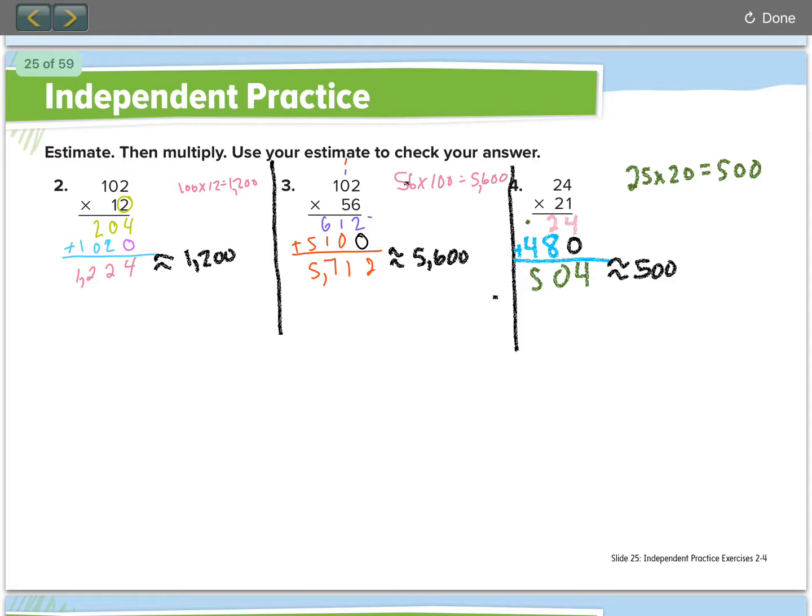Before I multiply 24 times 2, 2 is the digit in my tens column, I have to put a 0 in the ones column, because that is not a 2 I'm multiplying, that's really 20 that I'm multiplying. So now that I have that 0, I go ahead and I say 2 times 4 is 8, and then 2 times 2 is 4. So now my problem is 24 plus 480, and that equals 504. 504 is close to my estimate of 500, so I feel like I have it right.